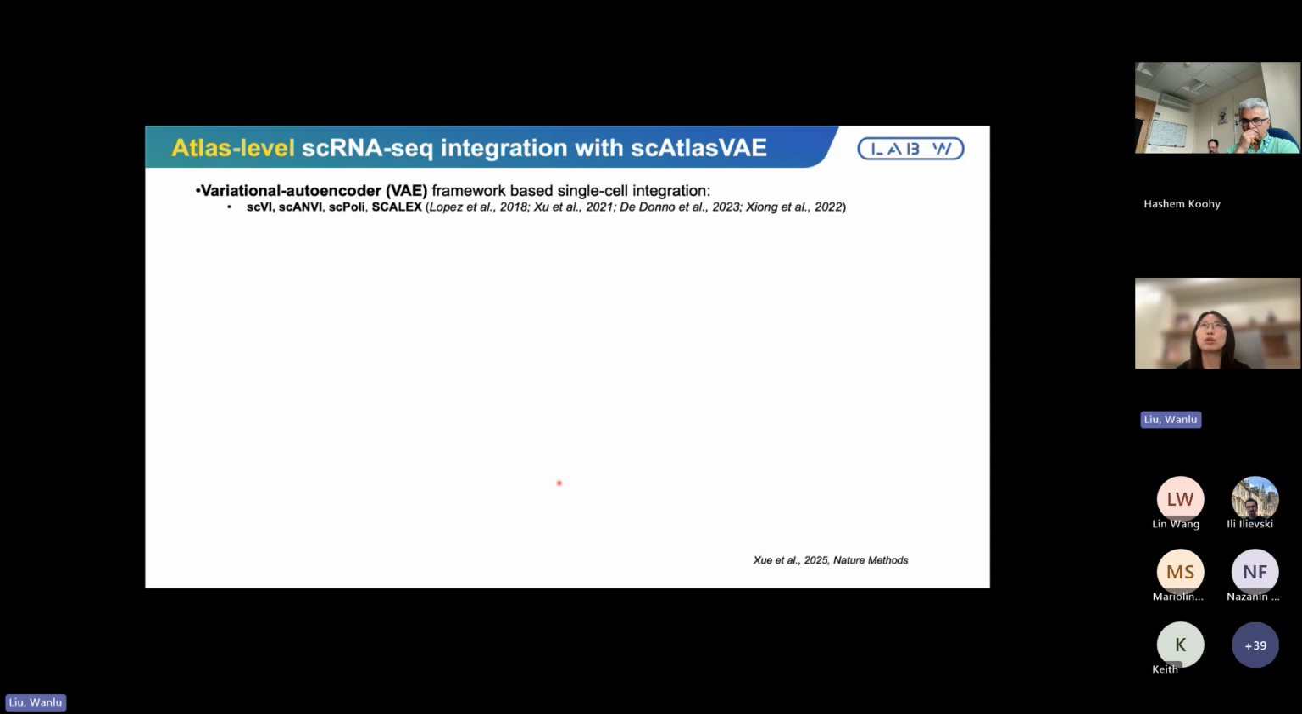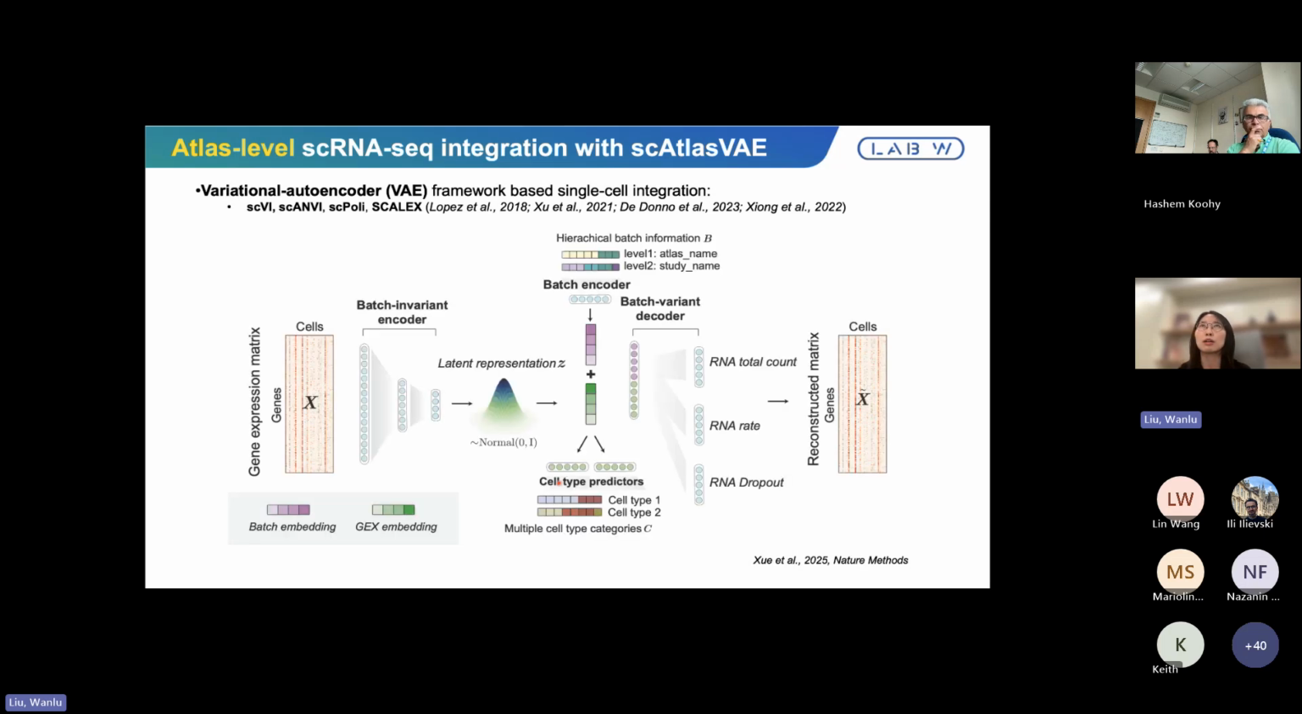We use a variational autoencoder deep learning framework for single-cell integration. The reason for VAE is that previously, several methods such as scVI, scANVI, scPoli, or SCALEX have been built upon VAE for single-cell integrations, and the effect of VAE-based single-cell integration is quite good. So that's why we also developed a variational autoencoder-based framework for this task. But the difference in our framework is, first, we use a batch invariant encoder.